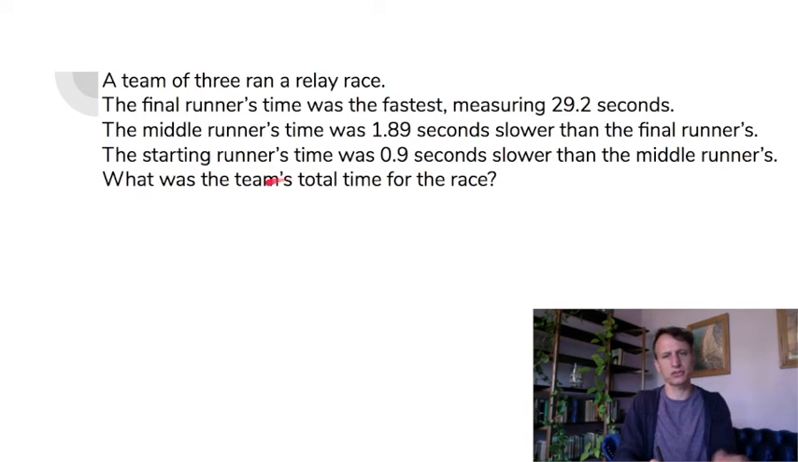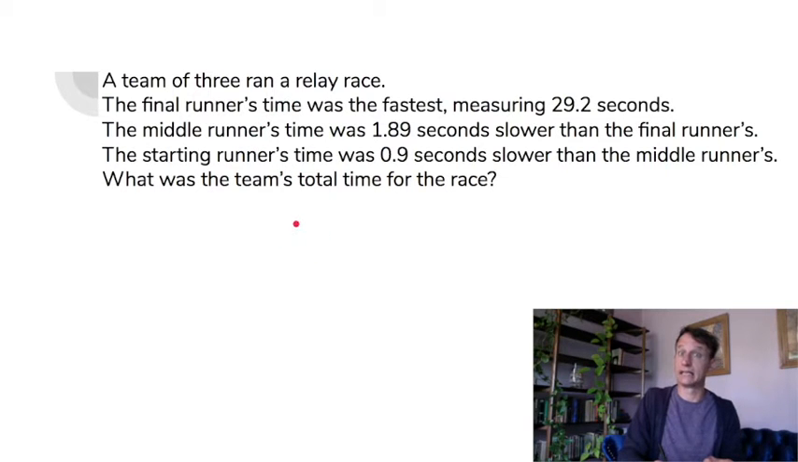And then the starting runner's time was 9/10 seconds slower than the middle runner's. So we're going to add on this and then add on this. But then the question is, what's the total time for the team? Because it's a relay race. I'll assume you know, but I'll explain anyway. It's run in 3 parts in this case. They have a baton and they hand it off from the first runner to the second runner to the third runner, okay? So you compile the times together.